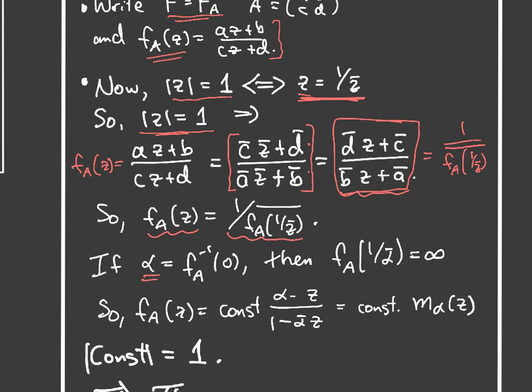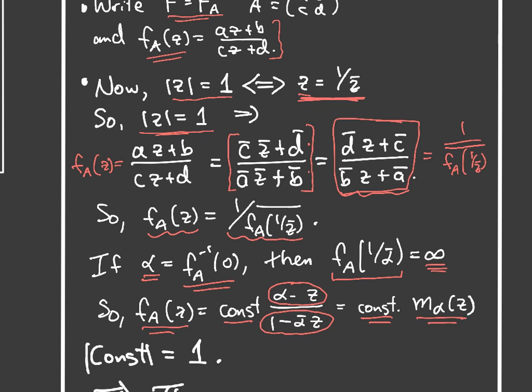If I define alpha to be the inverse image of 0, then what we get out of this is that 1 over alpha bar maps to infinity. And that lets us completely factor little f. The top has to have alpha as a 0, and it has to have 1 over alpha bar as a 0 at the bottom. So f has to be a constant times this, which is just a constant times m alpha.